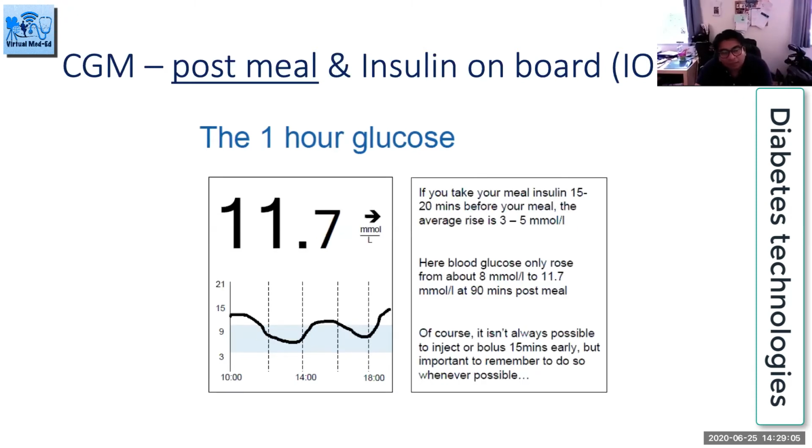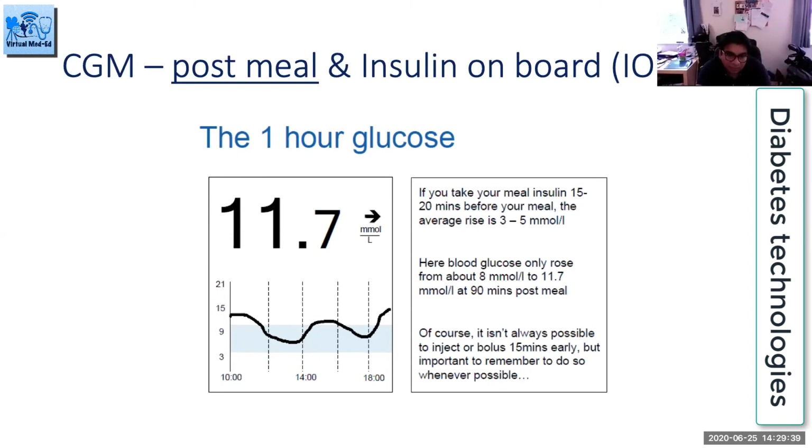Again, a slightly different scenario: 1 hour into your post-meal, and now the sensor glucose is 11.7, but the arrow is coasting. Again, as we know, there are still some changes, but the changes are going to be minuscule over a long period of time. And it is likely that in this case, the patient may have bolused at least 15 to 20 minutes before, because the degree of rise in the glucose is around 3 to 5 millimoles. So again, if you take it at 6 p.m.